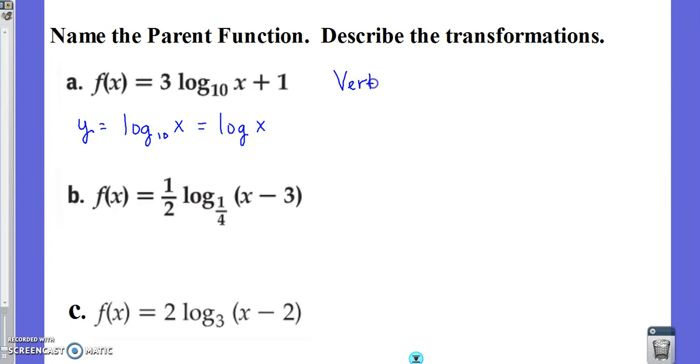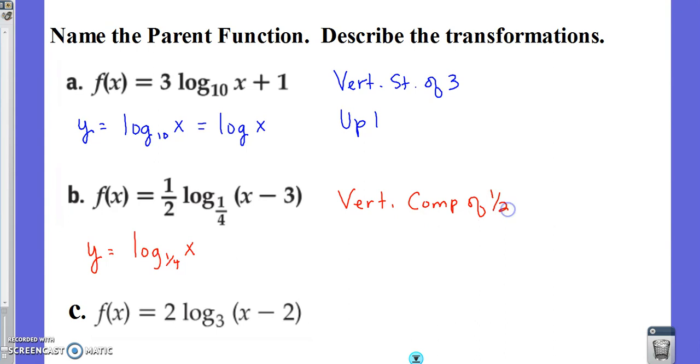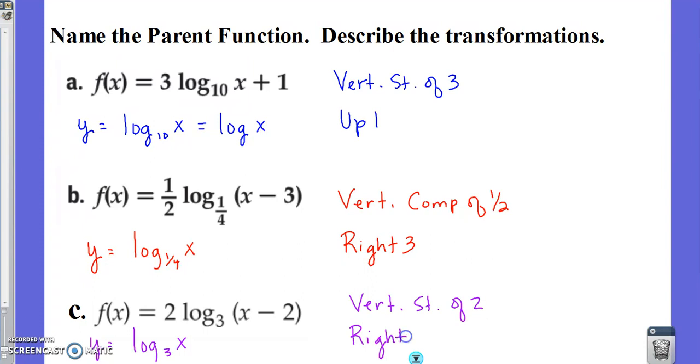Now the 3 means there is a vertical stretch of 3, and the +1 at the end means it has moved up 1. Our parent graph to this one is log base 1/4 of x. The 1/4 is needed. This is a vertical compression of 1/2. And since the -3 is in parentheses, it means it has moved right 3. In our last example, the parent graph is log base 3 of x. The 2 out front means there is a vertical stretch of 2, and the 2 in parentheses being subtracted means it is moving right 2.